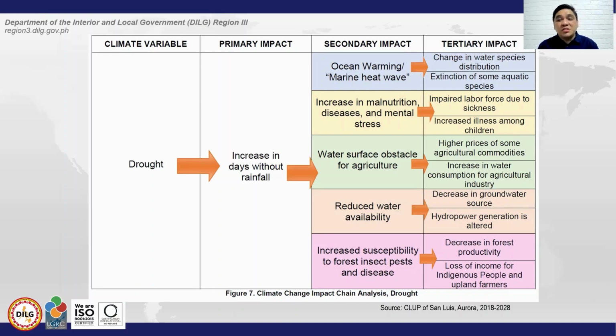Next, we have water stress on agriculture, which could cause higher prices of some agricultural commodities and increase in water consumption for the agricultural industry. Then, there is reduced water availability, leading to decrease in groundwater sources and hydropower generation being altered. Finally, increased susceptibility to forest insect pests and disease, giving rise to decrease in forest productivity and loss of income for indigenous people and upland farmers.